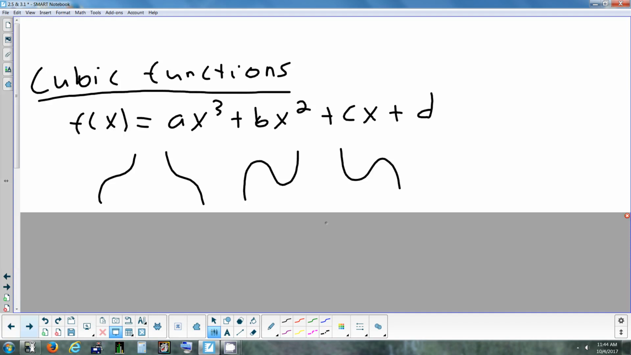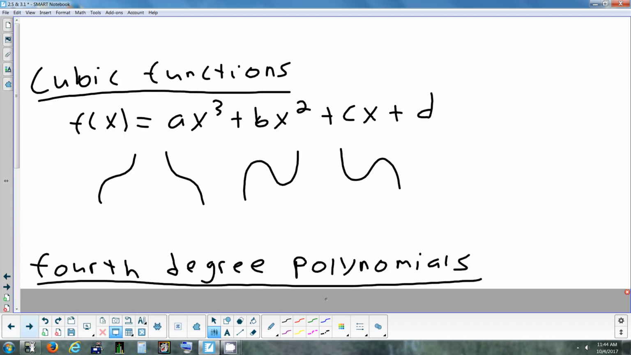Cubic functions, okay, where the highest exponent is a 3, generally look something like that. So a couple things. The highest exponent tells you how many times you could cross the x-axis. So for a cubic, it could cross up to 3 times. Okay. It could also cross just twice. Or maybe it just crosses once. Okay, so 1, 2, 3.